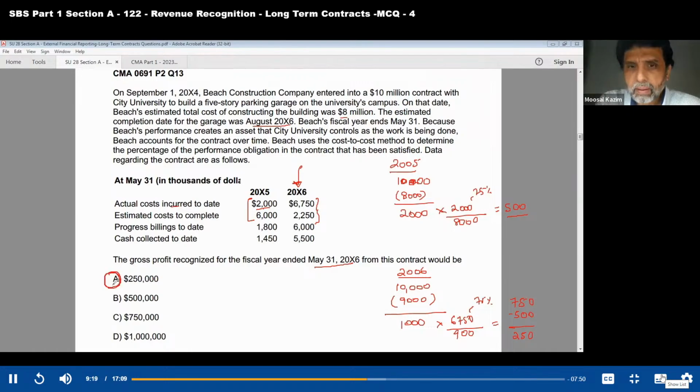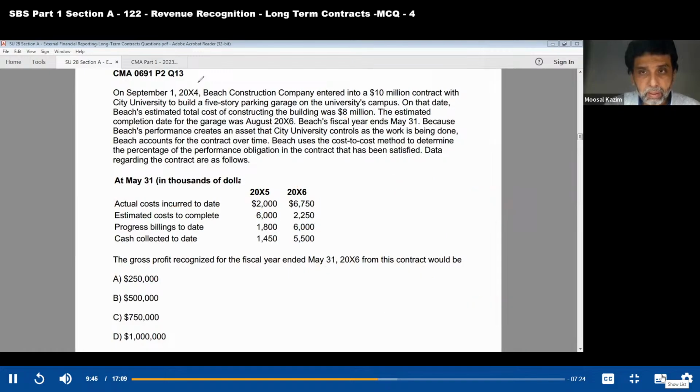There are many questions like this, but sometimes be careful. They would ask you the revenue to be recognized. So you would apply the percentage of completion to the revenue. So you should see carefully whether they're asking the gross profit to be recognized or revenue to be recognized. Well, so this kind of questions I have done before, but why I have selected this question is because the next question based on the same data is asking you about the contract assets to be recognized.